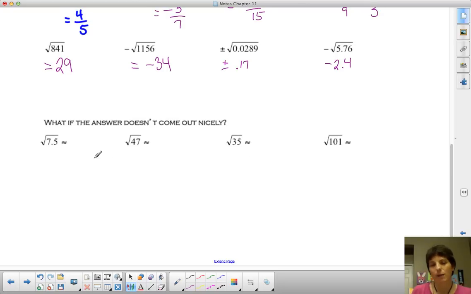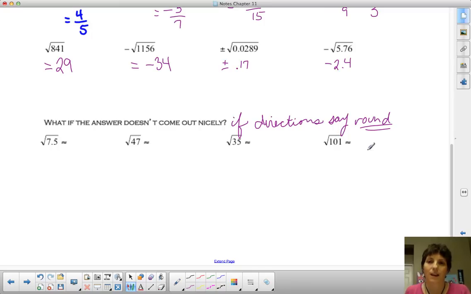And what if the answer doesn't come out nicely? As long as the directions say so, you can use your calculator. So if the directions say round, then you can use your graphing calculator. You can use any calculator to find the square roots. So you just simply put it into your calculator and find those decimal values.